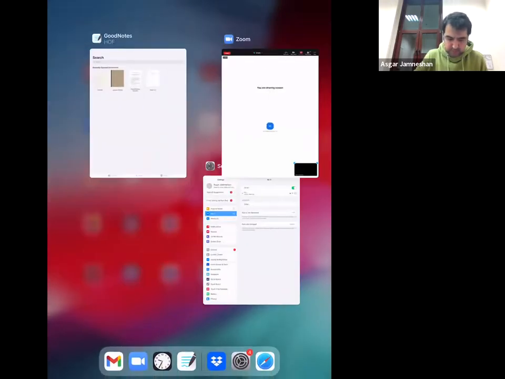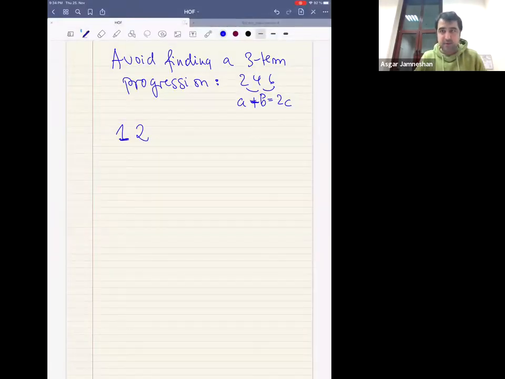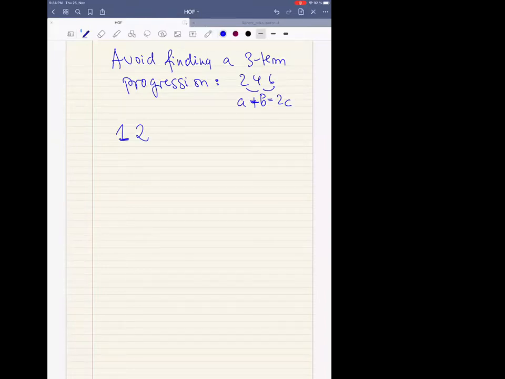Okay. So unfortunately, in my office, the Wi-Fi is sometimes weak. Okay. So can you see my screen again? Yes, now it's okay.